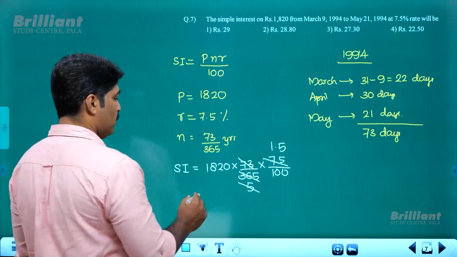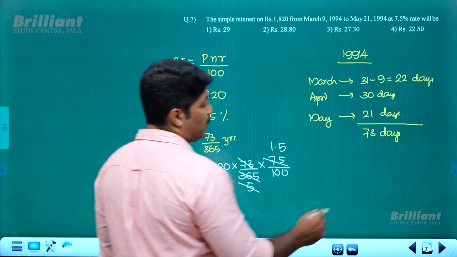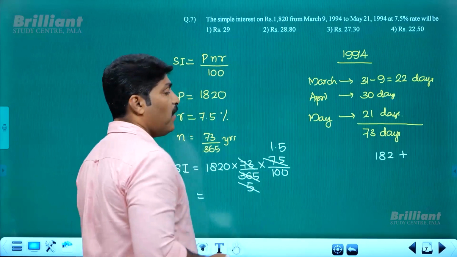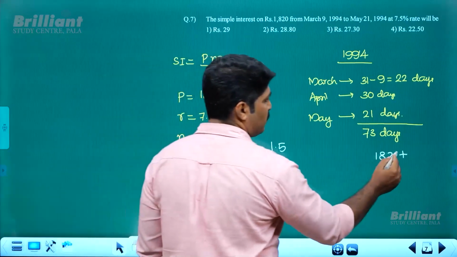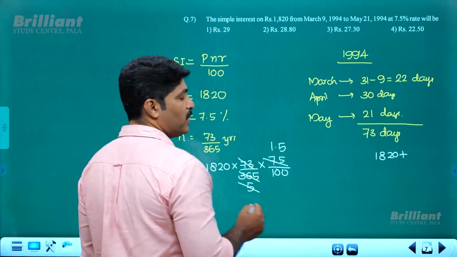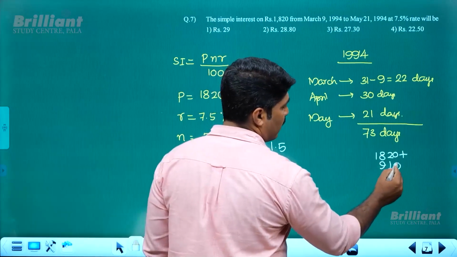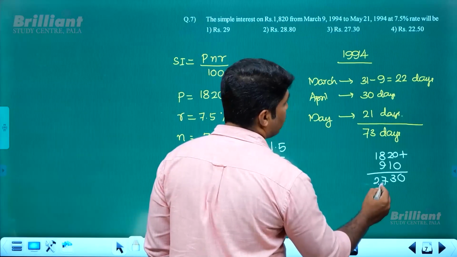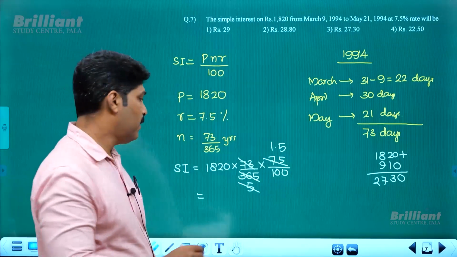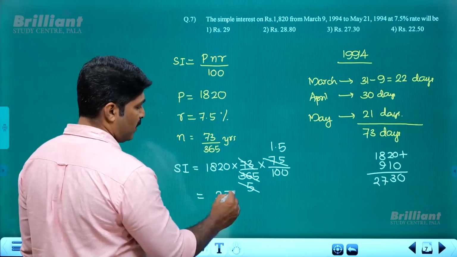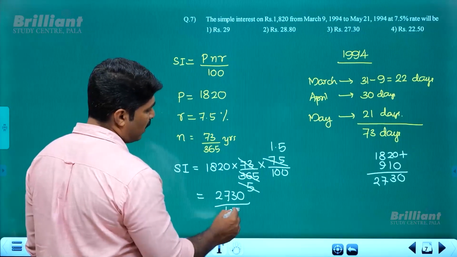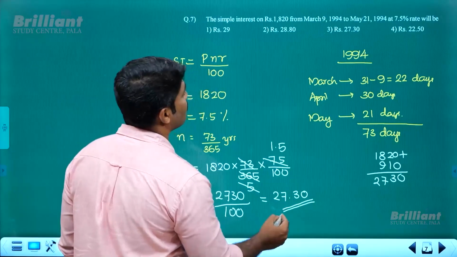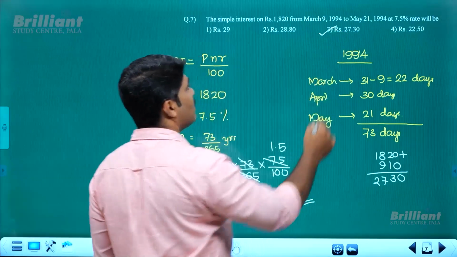Simplifying this value, that is equal to 182 into 15, or 1.5, we can consider it like that. This is 1820, then what is 0.5 of this value? That is equal to 910. Adding together, this is 2730, right? So this is 2730 divided by 100. What will be the final answer here? That is 27.30. So the answer is option 3.